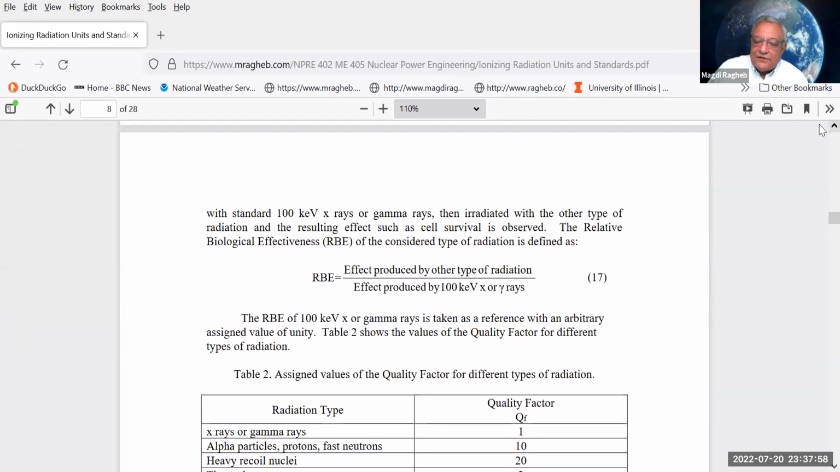How is that RBE being determined? By experimentation. So you grow bacteria maybe in a petri dish, then you irradiate the petri dish with a type of radiation of interest, and you count how many of the cells growing in the petri dish have survived and how many did not survive. And or you can do it on mice, definitely not on humans.